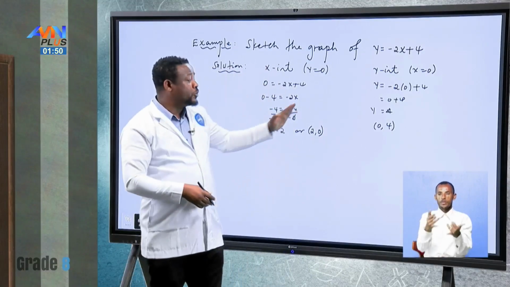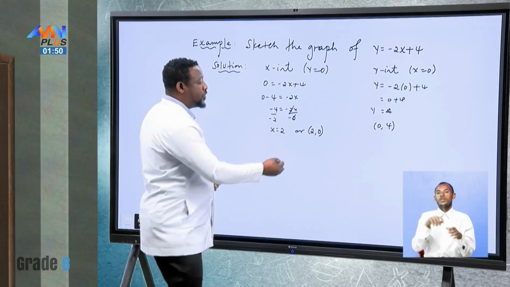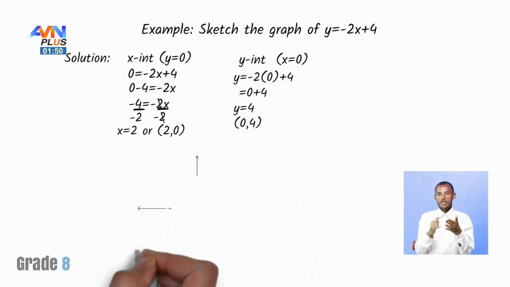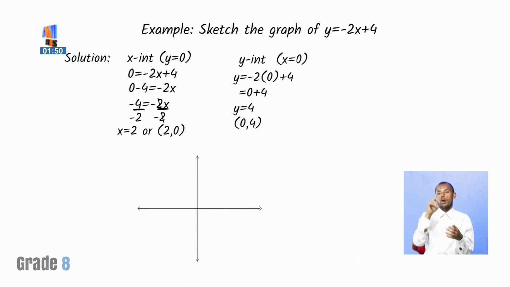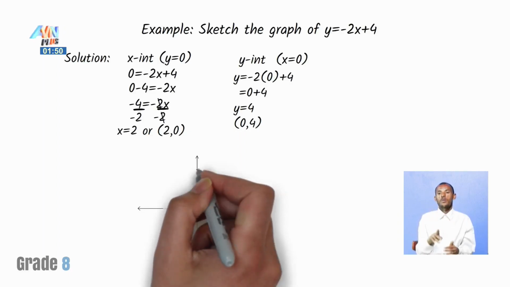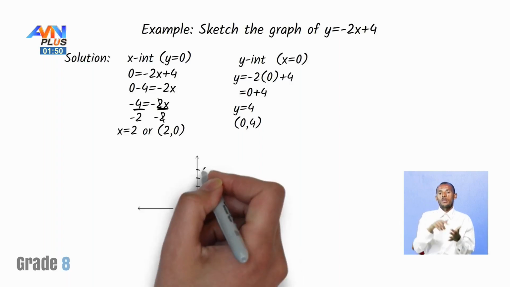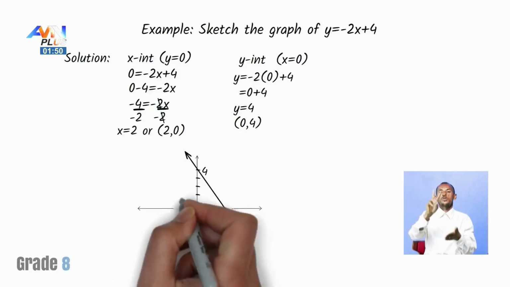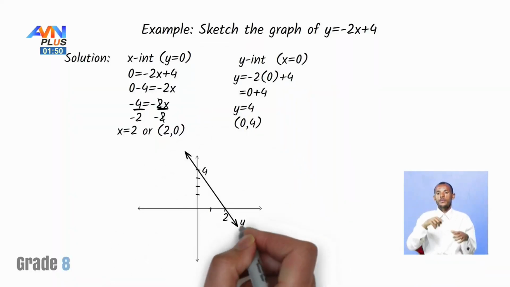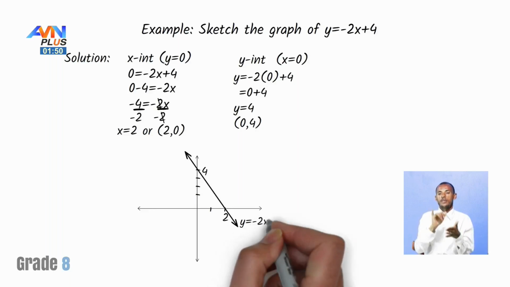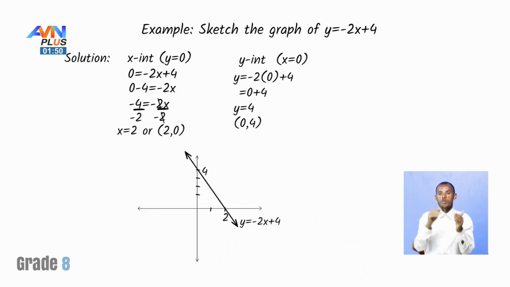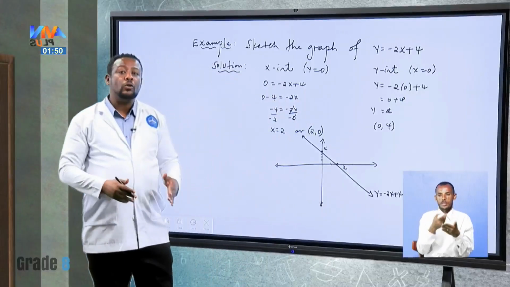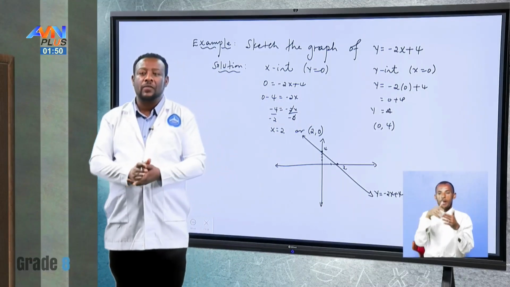Okay, now we have these 2 points so that we can sketch the graph of the given linear function. Okay, one of the points is x is 2. And the other point is y is 4. Okay, you can roughly sketch the points (2, 0) and (0, 4) somewhere here. So you connect these 2 points, okay? Through these 2 points, you can construct a straight line. So that straight line is the graph of y is equal to minus 2x plus 4, okay? So this is how you sketch the graph of a linear function.